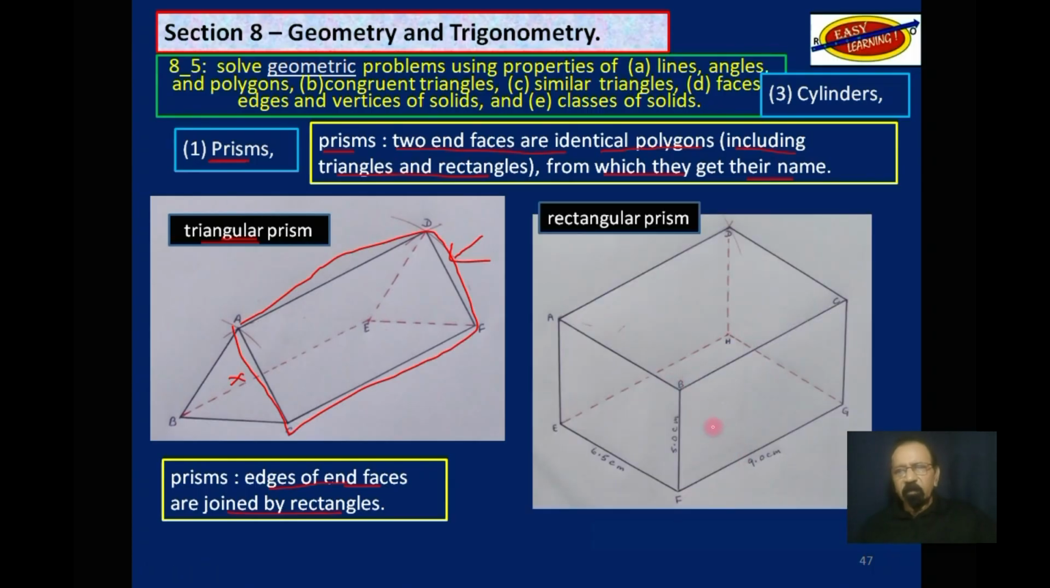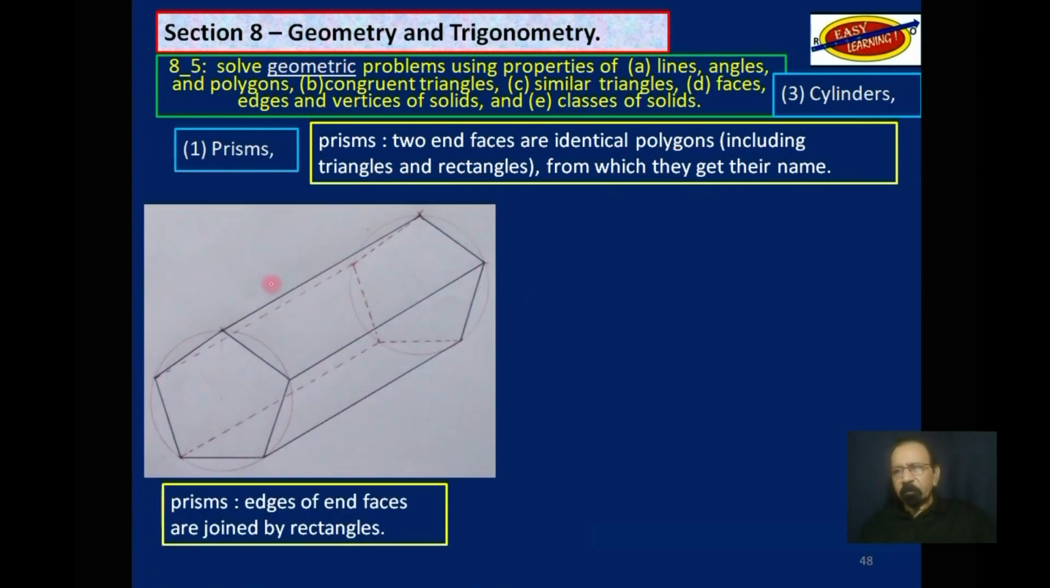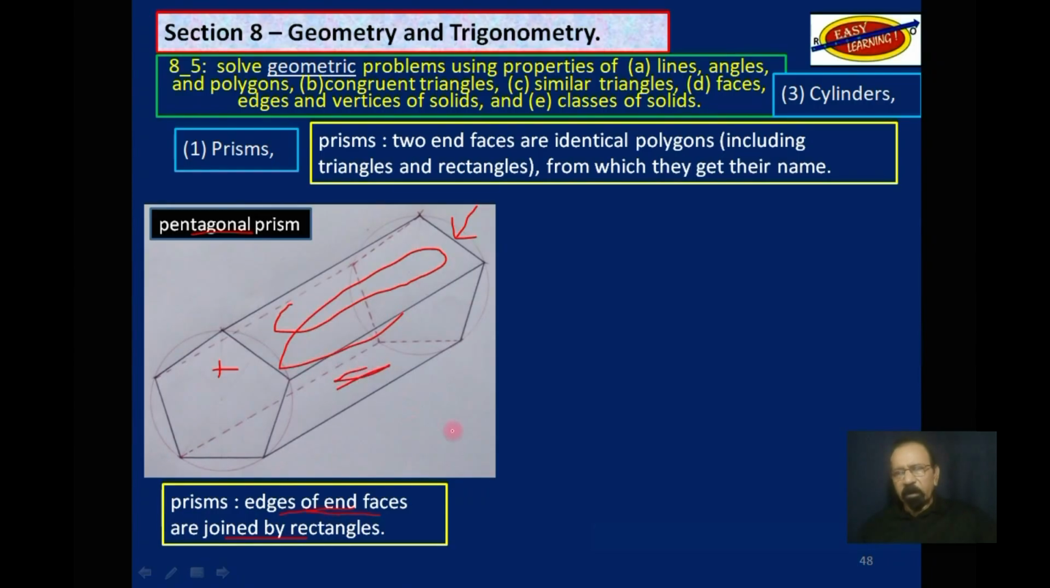This one here is a rectangular prism because you have a rectangle at the end here. You have another rectangle on that side, the end faces, and the sides of the end faces are joined by rectangles. Continuing with prisms, this is a pentagonal prism. You have a pentagon over here and a pentagon over on that side, and the edges of the end faces are joined by rectangles, as you could see a rectangle up here and another one down there, and so on.